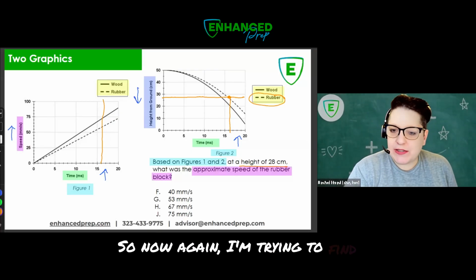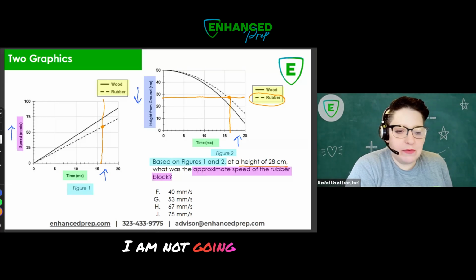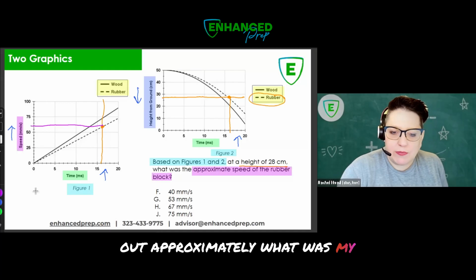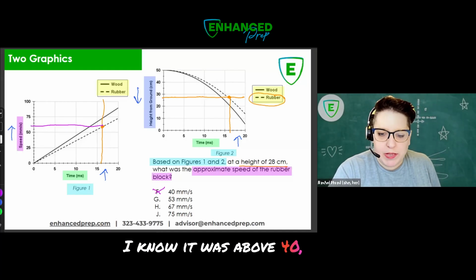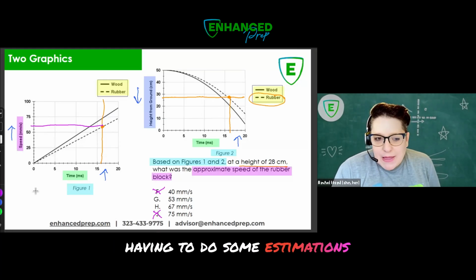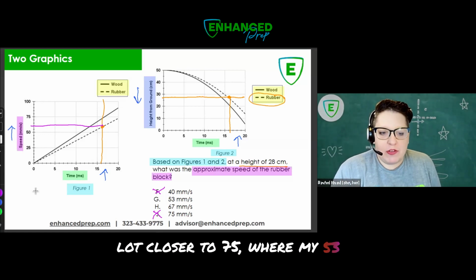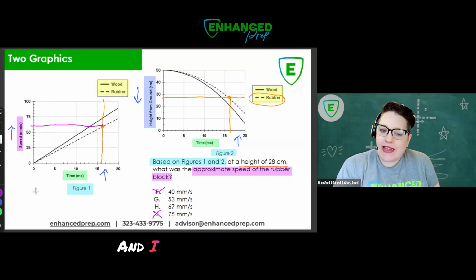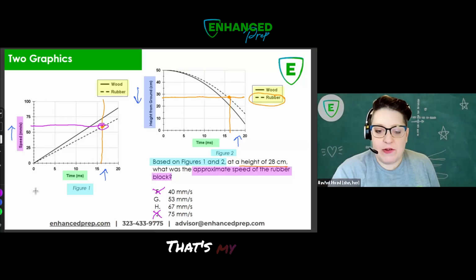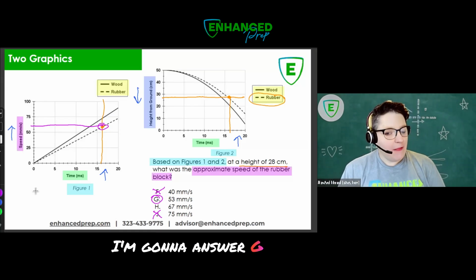So now again, I'm trying to find the speed of that rubber. So I am only going up to my rubber. I am not going up to my wood. And then I'm going to come through and I'm going to figure out approximately what was my speed. Well, what do I know? I know it was above 40, but it wasn't at 75. So if I'm coming through and I'm having to do some estimations here, I know 67 is going to be a lot closer to 75, or my 53 is going to be closer to my 50. And I can definitely see I'm less than halfway up through this range. That's my 50 to 75. So 53 is my best estimate. I'm going to answer G and move on.